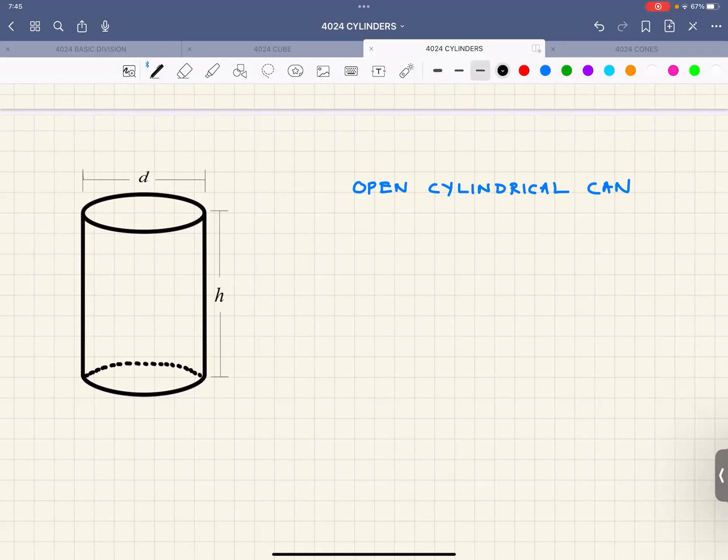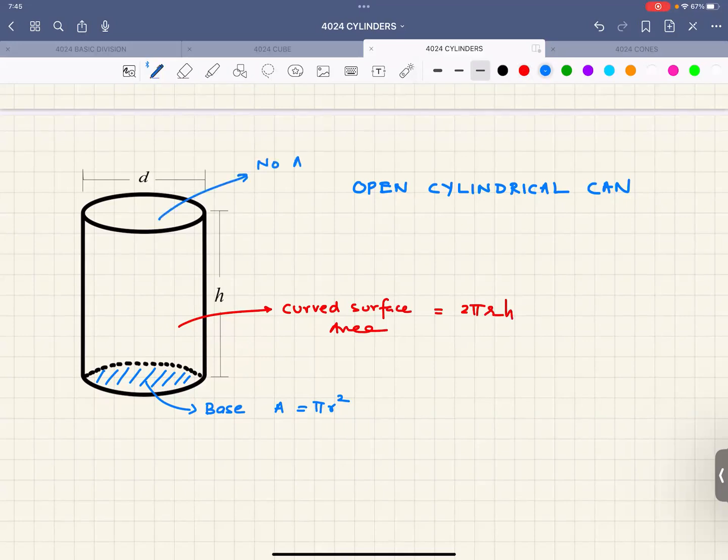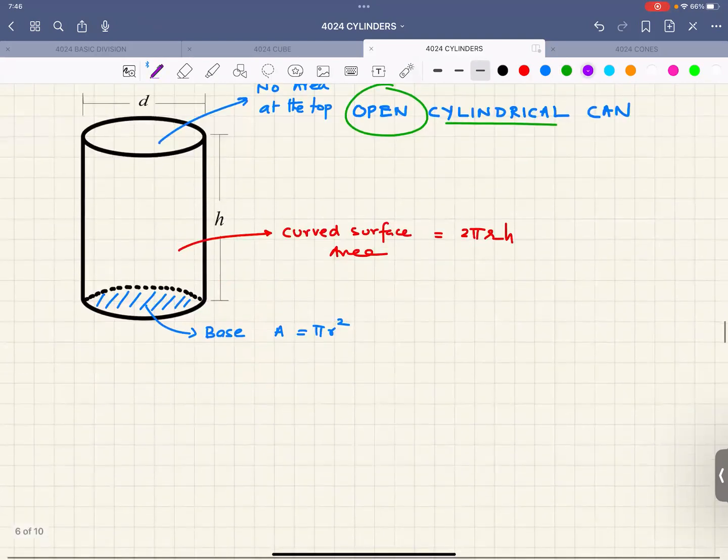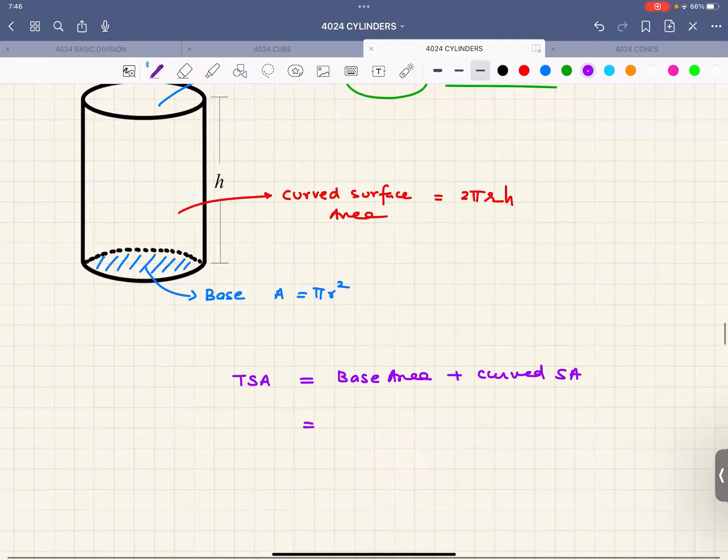Now, this is the base. And this base has an area of pi r square. And then this is the curved surface area, that equals 2 pi r h. And there is no area at the top. Why? Because it's an open cylindrical can. So therefore, the total surface area is only the base area plus the curved surface area, which is pi r square plus 2 pi r h.